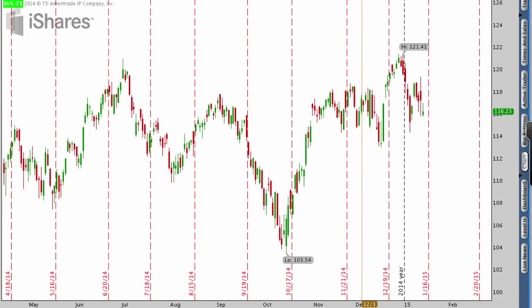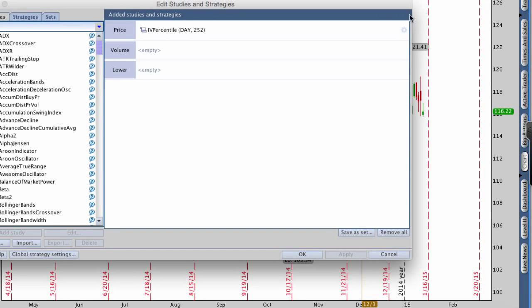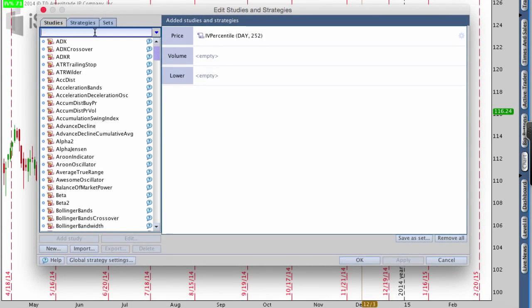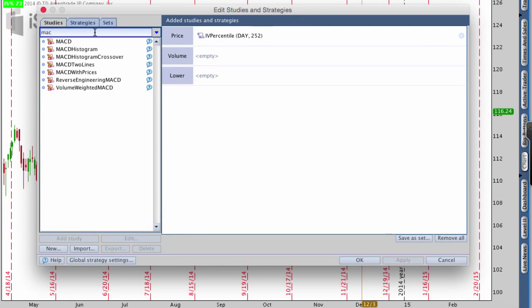So what I want to do first is go up to where it says studies, and I want to edit studies. You can see there are no studies on here right now, but I'm going to add a study. So on the left, I'm just going to search for the first one, which is MACD. I want to use MACD 2 lines, and there's a bunch of different ones you can use: histogram, crossover, 2 lines, just regular MACD, but I like to use 2 lines.